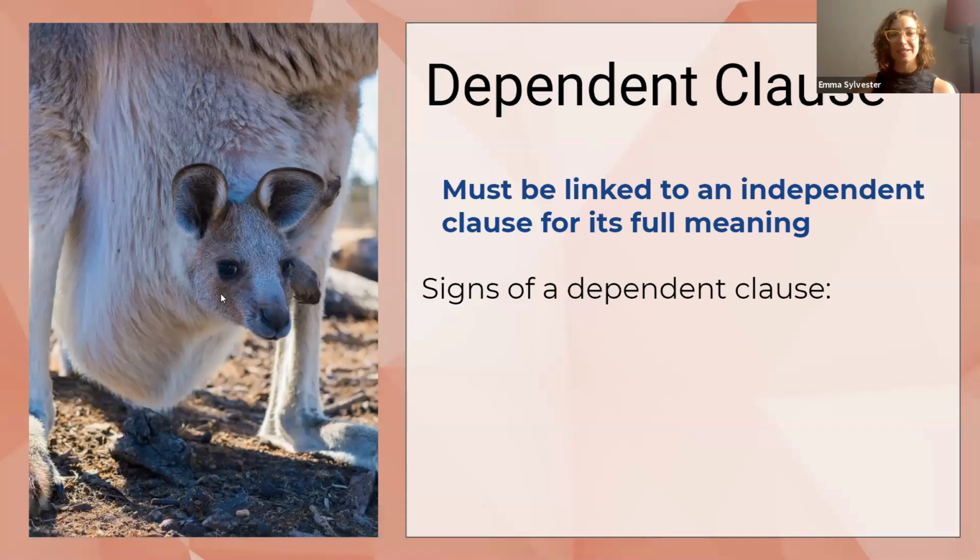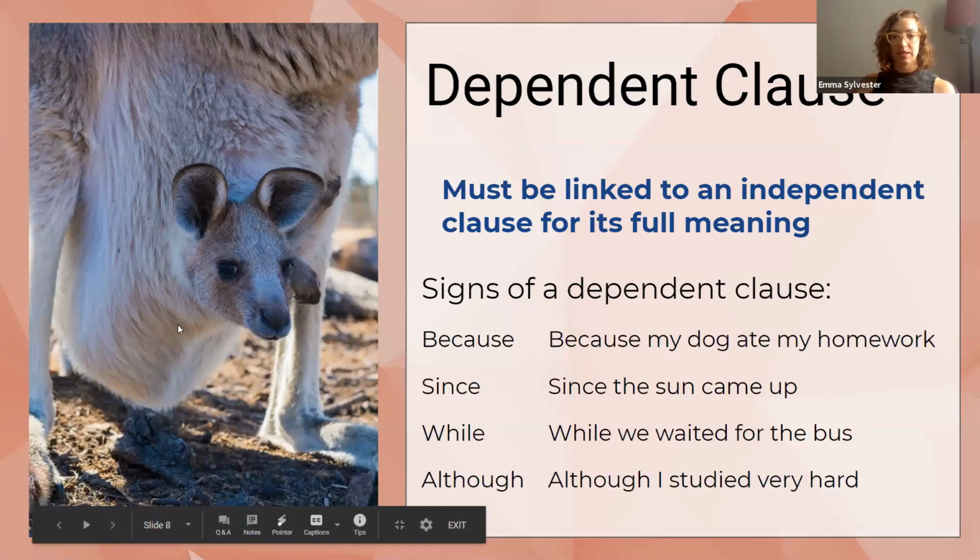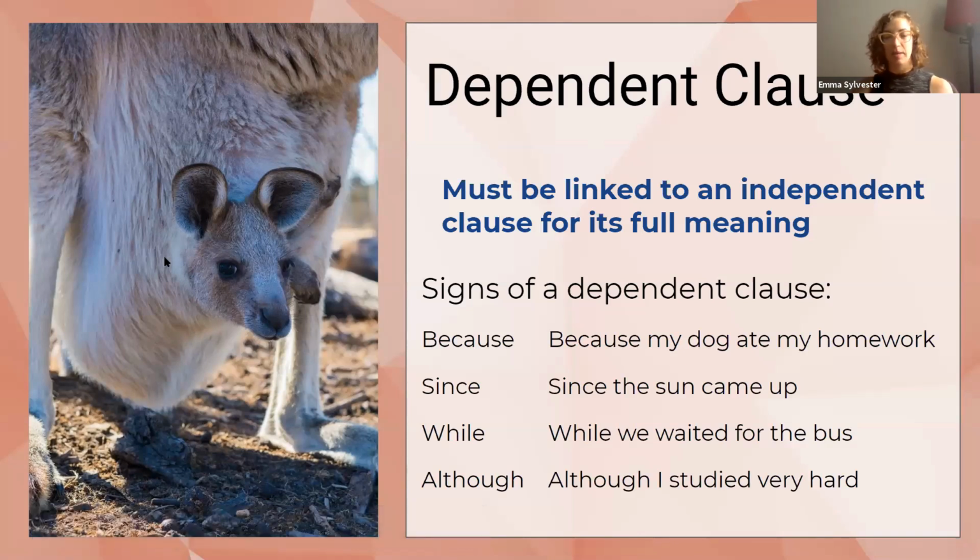And a dependent clause must be linked to an independent clause for its full meaning. And the signs of a dependent clause, if we look at these examples here, we have these transition words. So because my dog ate my homework, since the sun came up, while we waited for the bus, although I studied very hard. In all of these, just reading them out loud, we kind of get the sense that something is missing. Because my dog ate my homework, what? Like maybe that's an answer to a question, but the overall sentence is, I can't turn in my paper because my dog ate my homework.